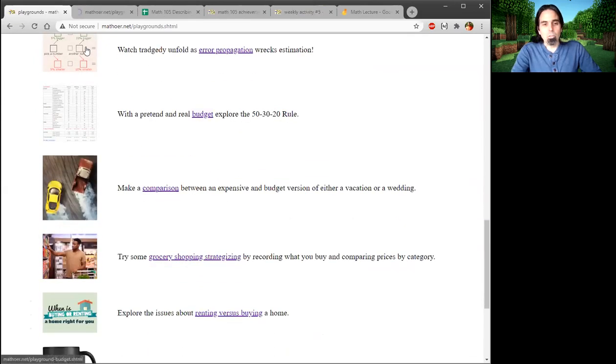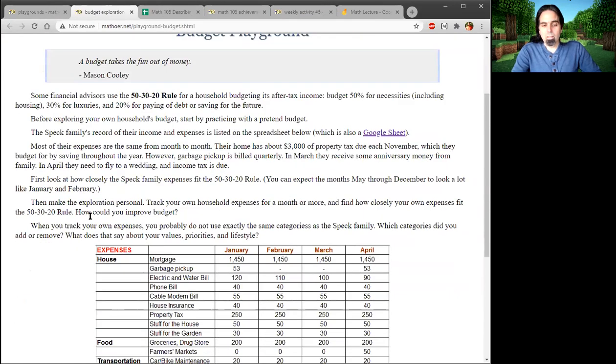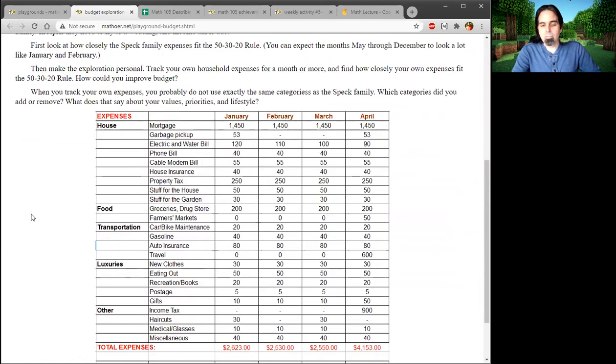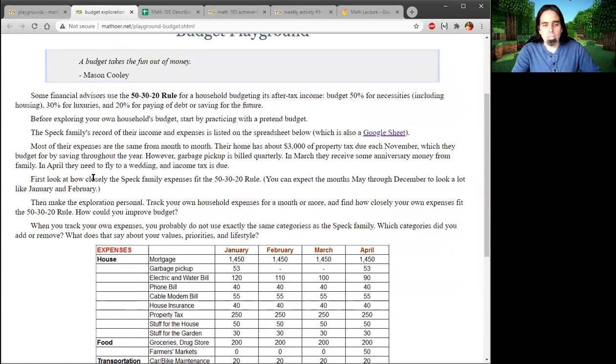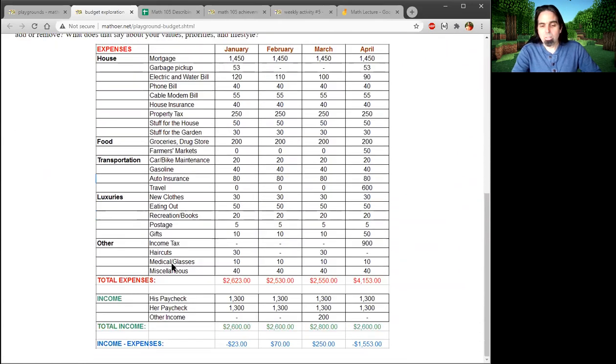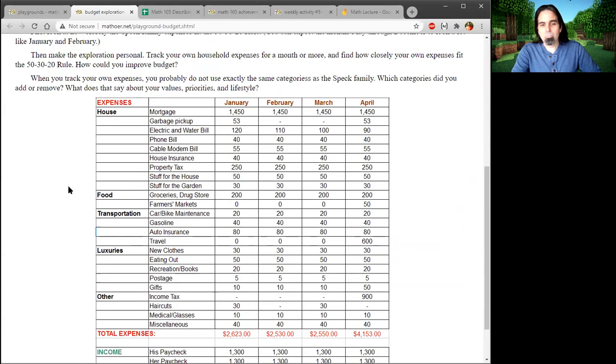If you've never had a good budget for your household, then this playground is an activity that leads you through that. Here is a sample budget, so you don't have to brainstorm all of these categories yourself. It talks a little bit at the top about what counts as a good budget, at least by one measurement, and then you have to fix their budget.